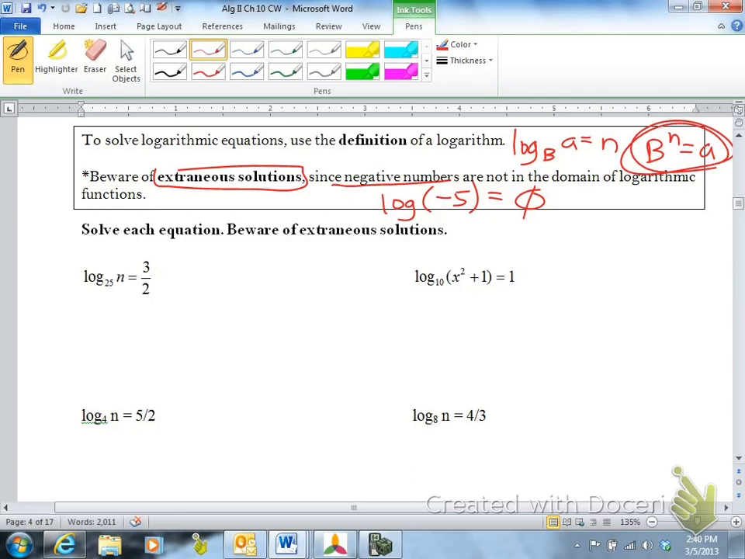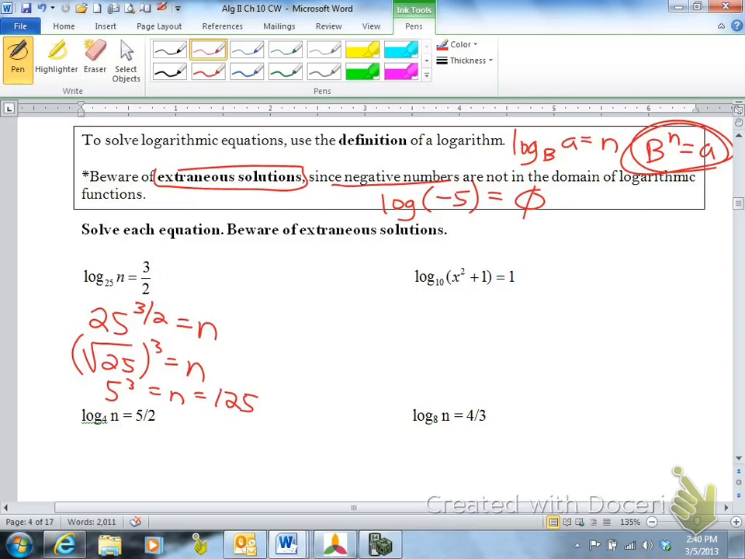So to solve equations like this, you're going to rewrite this in exponential form. You'd have 25 to the 3 halves equals n. And you could either use your calculator, 25 raised to the 3 over 2, to get the answer, or you could write the square root of 25 to the 3rd equals n. So that would be 5 cubed equals n, which is 125.